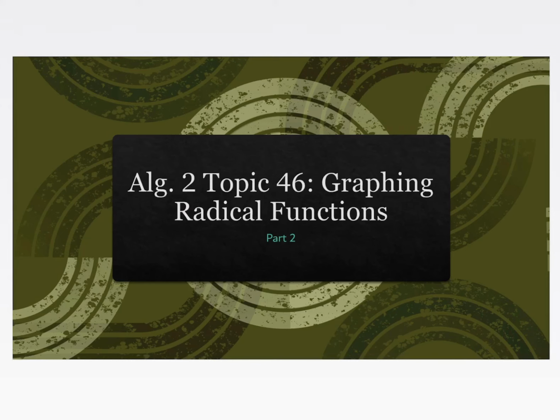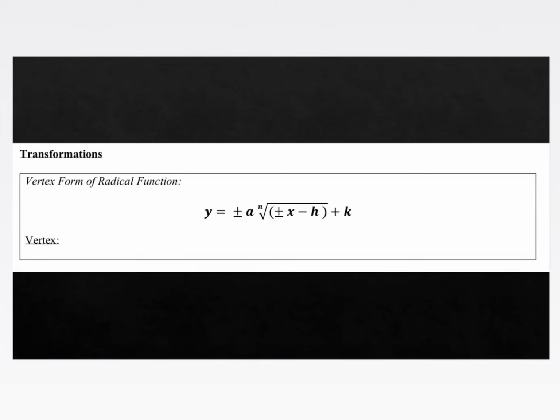Welcome back to topic 46 for Algebra 2, Graphing Radical Functions. In part 2, we're going to learn how to graph transformations of radical functions, as well as how to identify the domain without graphing, so just from an equation. For transformations, it's really helpful to think of a radical function in vertex form.